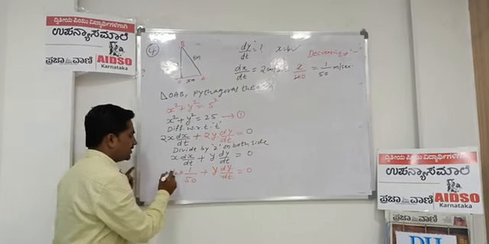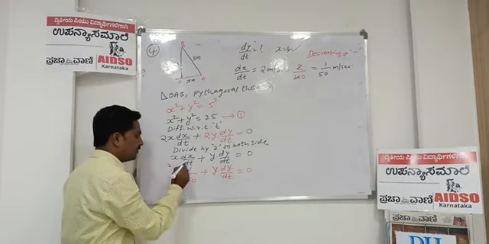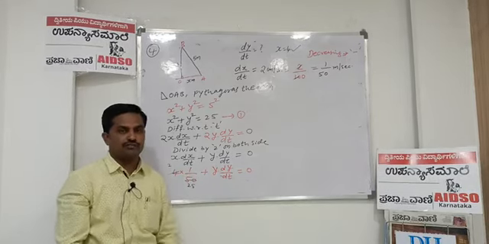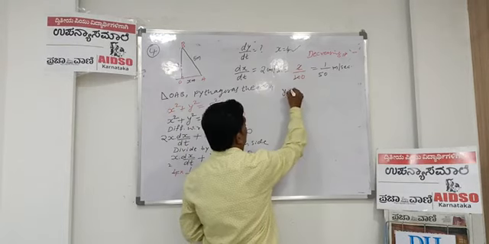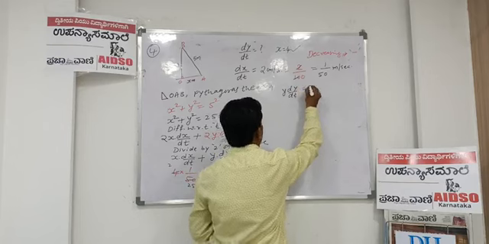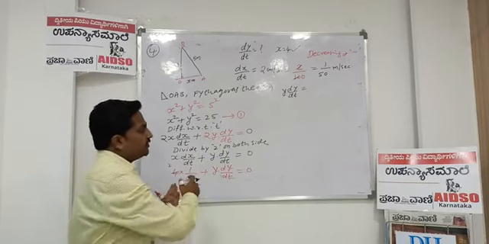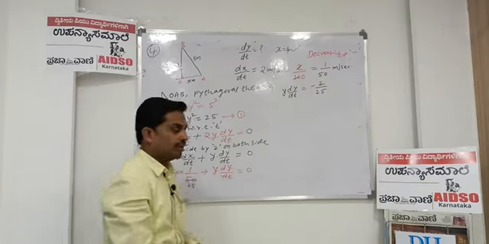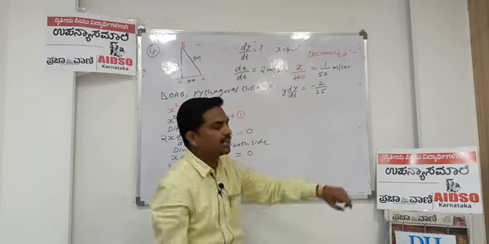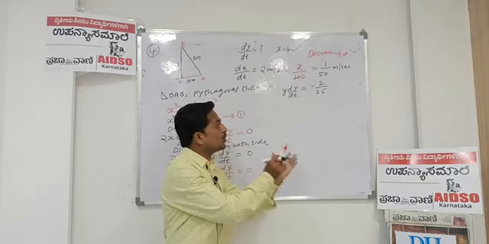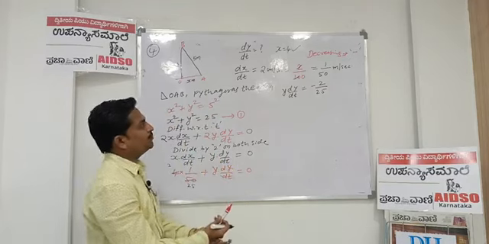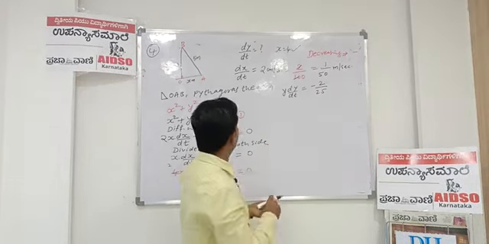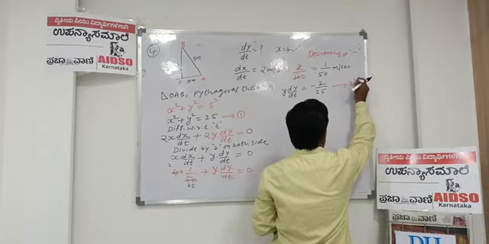Then further it can be simplified. 2 2s are 4, and this will be 4 by 50, so y dy/dt is equals to 2 upon 25, which can be transposed to the RHS, and it will be equals to minus 2 divided by 25. Now we cannot simplify further, because we do not have the y value and also we do not have the dy/dt value, so we can put this as equation 2.